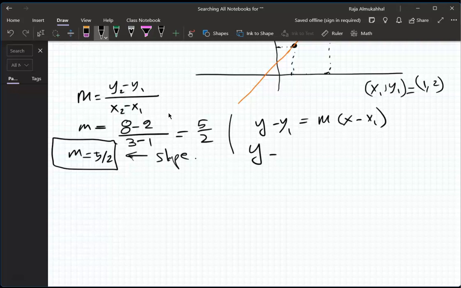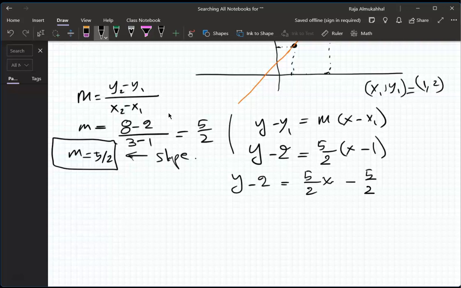And in this case, it's going to be y minus 2 equals 5/2 times x minus 1, right? All I need to do is to clean it up a little bit. So I have y minus 2 equals 5/2 x minus 5/2. Now I take this 2 right here and move it to the other side, so it becomes y equals 5/2 x minus 5/2 plus 2 over 1.